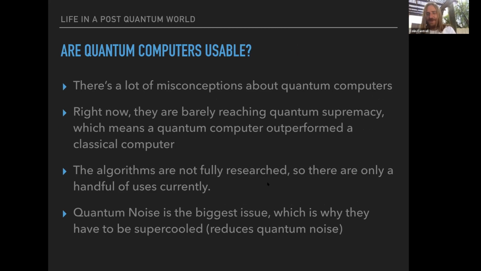Are quantum computers usable? There are a lot of misconceptions about quantum computers. Right now, they're barely reaching quantum supremacy. That means a quantum computer outperforms a classical computer on the same algorithm. From what I remember, only 1 or 2 algorithms have reached quantum supremacy, and the algorithms are not fully researched, so there are only a handful of uses currently. And the biggest issue and threat is quantum noise, which is kind of like white noise.